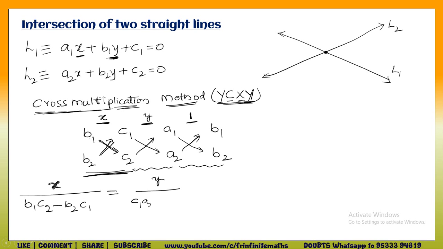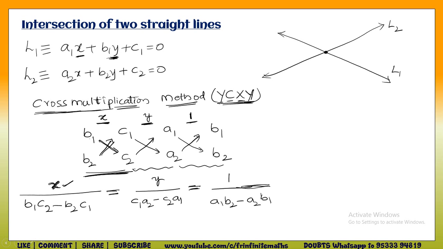So c1 into a2 minus c2 into a1 is equal to, the same way, 1 by a1 into b2 minus a2 into b1. So we got all the proportions, right? The first proportion, second proportion and third proportion. So all are proportional to each other. Now if I want to find out the value of x, I need to make x the subject.